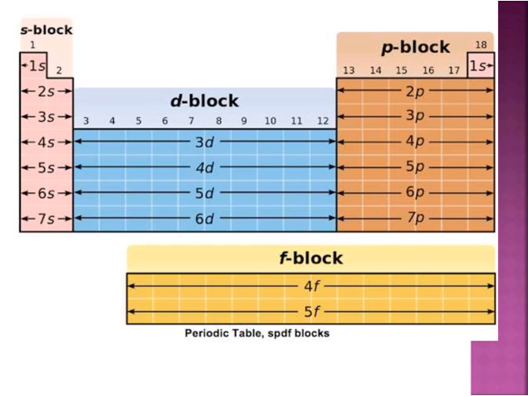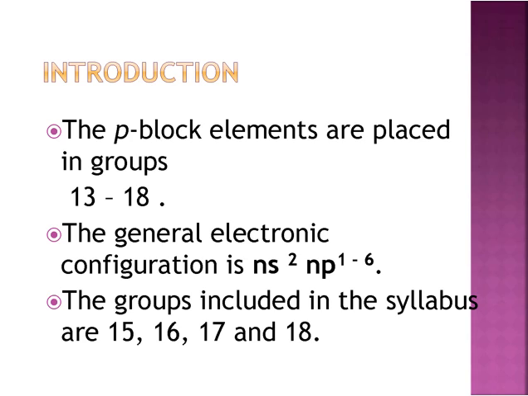Today we are going to discuss p block elements. P block elements are placed in group 13 to 18. The general electronic configuration is ns2 np1 to 6. The groups included are 15, 16, 17 and 18. Group 15 you will study in 11th, and in 12th, 16, 17 and 18 only.